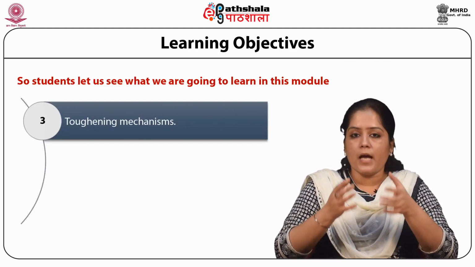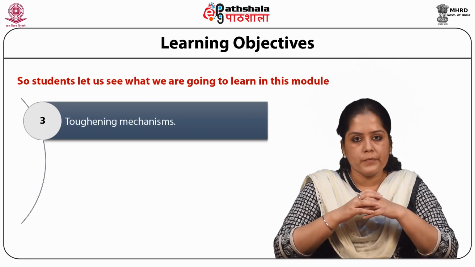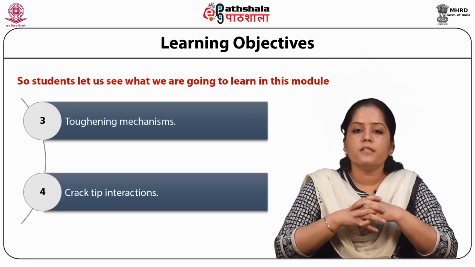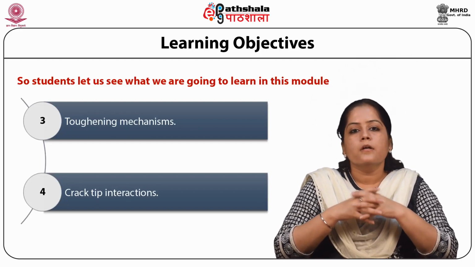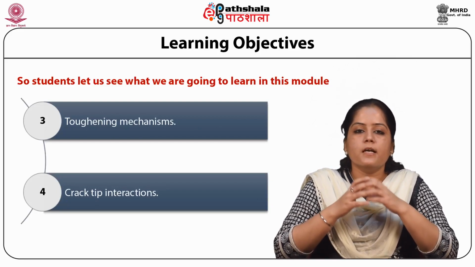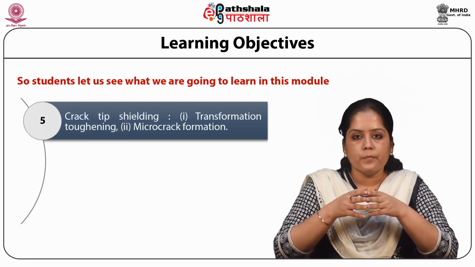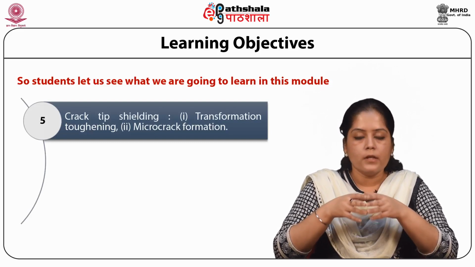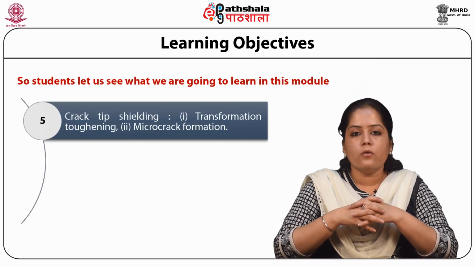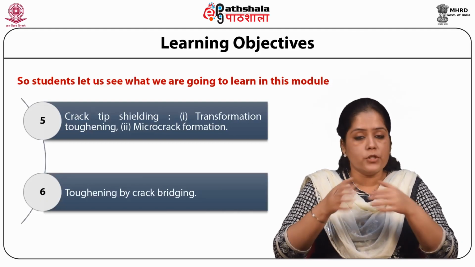Next, the toughening mechanism will be discussed. Lastly, the crack tip interactions will be discussed. Next, we will also discuss the crack tip shielding by transformation toughening and micro crack formation. Then we will also discuss about the toughening by crack bridging.